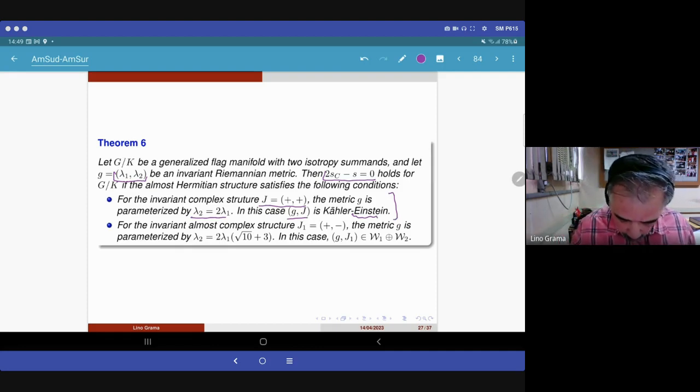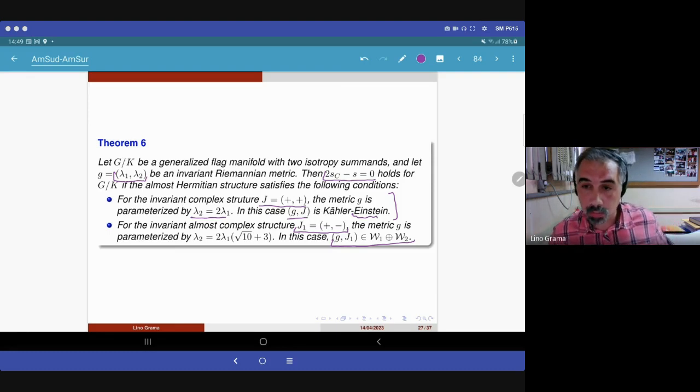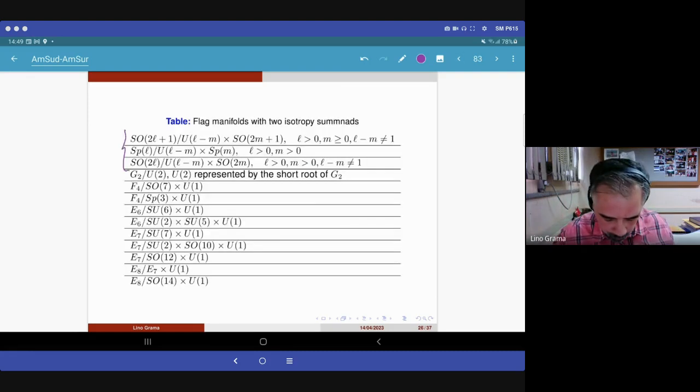And if you have this almost complex structure, it is not integrable anymore. But we have a solution. And in this case, this pair belongs to W1 plus W2. This is not a trivial solution. It's a non-Kähler solution. This works for all these manifolds.